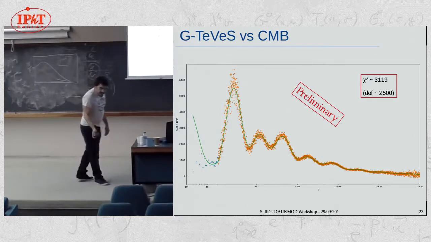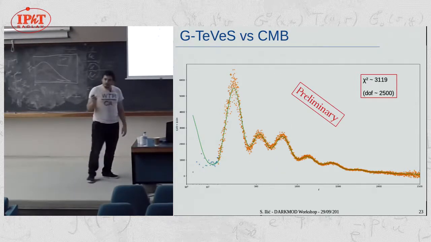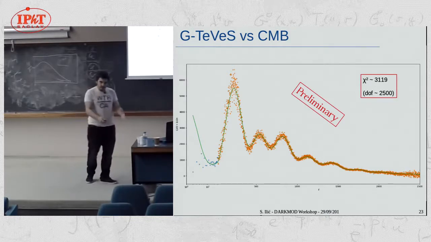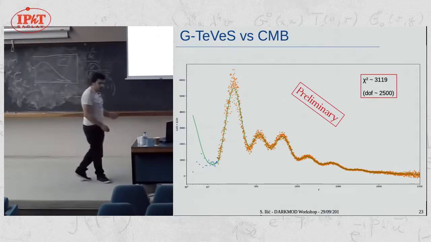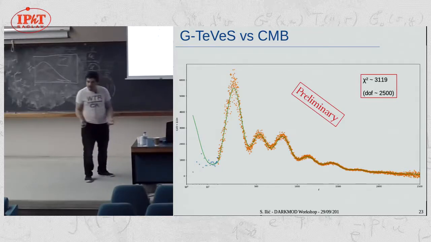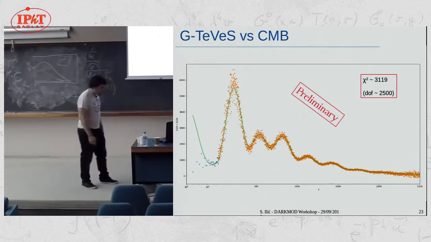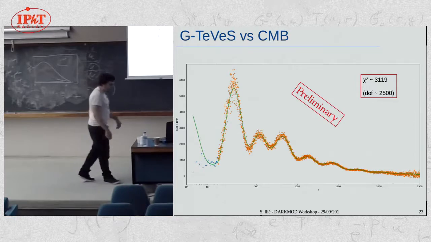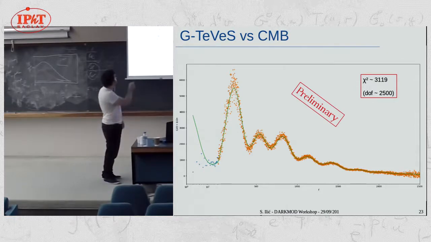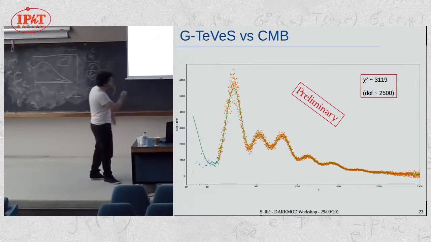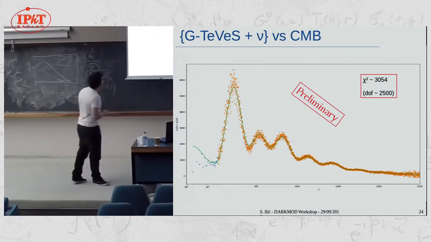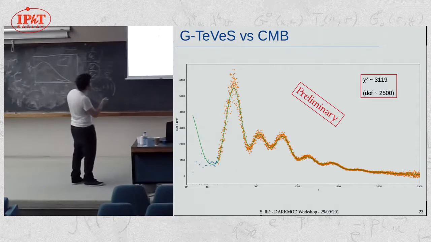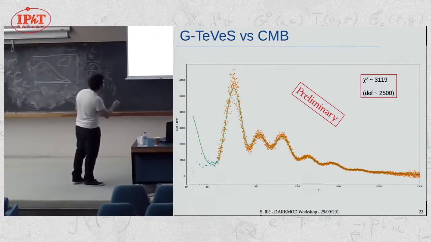Going back to TeVeS quickly, when people try to fit the general TeVeS to CMB data, they found that introducing neutrinos can help. So that's also something that we explored. We introduced neutrinos in the g-TeVeS model and did the same kind of minimization and fit of the Planck data. And we obtained this best fit. It's kind of hard to see. You can maybe see some differences here around the peak.